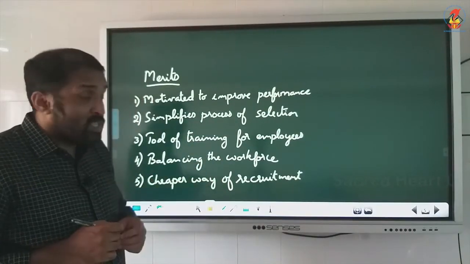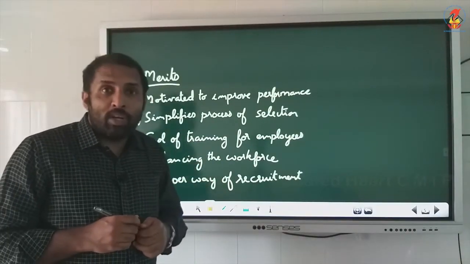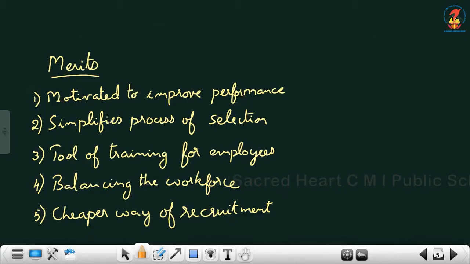Next one is that it is a cheaper way of recruitment, because we need not spend too much money on advertisement, all those things.